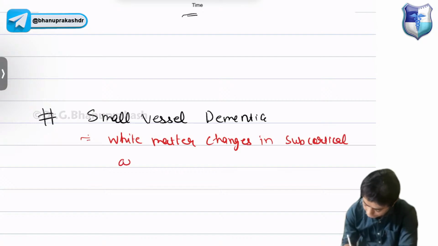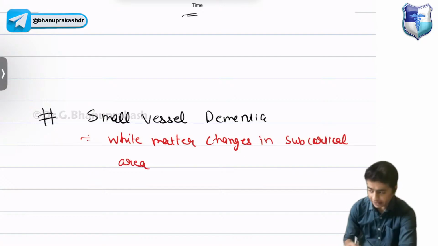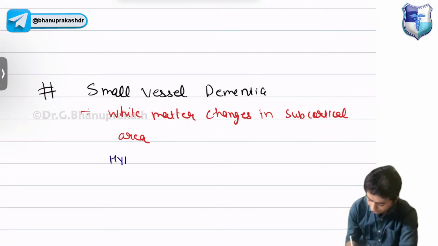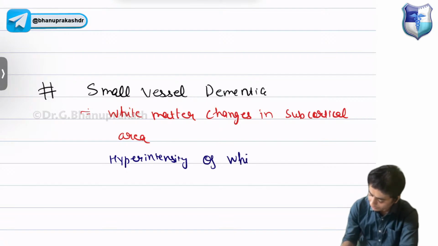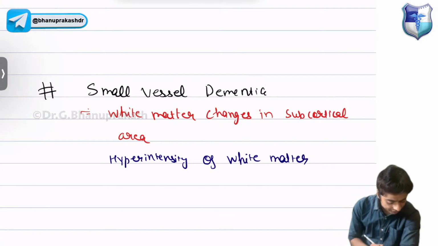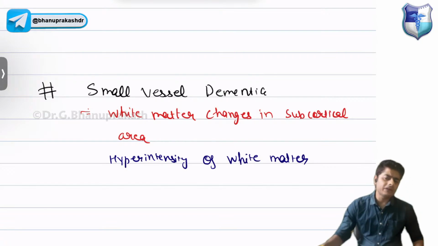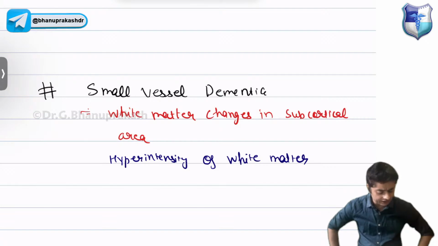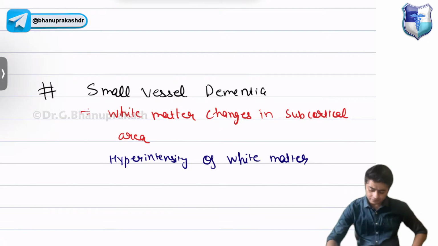In the subcortical area, there will be hyperintensity of white matter. Shri Singh, lacunar stroke. Yeah, sometimes it can be a lacunar stroke also, but generally it is a white matter disease.